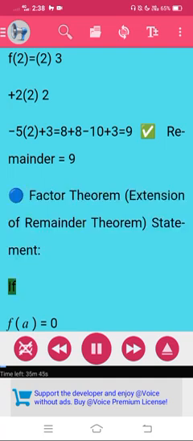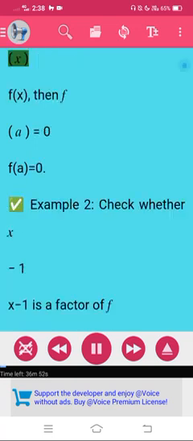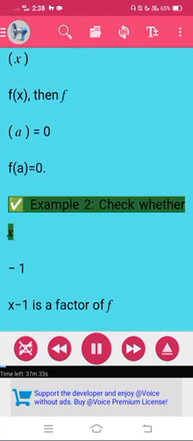Factor theorem, an extension of the remainder theorem. Statement: if f(a) equals 0, then x minus a is a factor of f(x). Conversely, if x minus a is a factor of f(x), then f(a) equals 0.